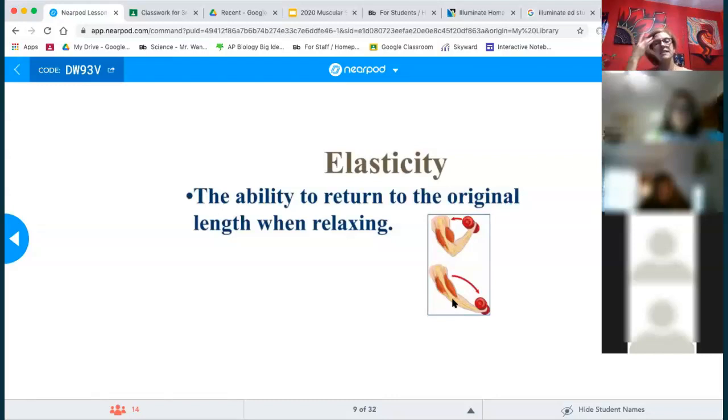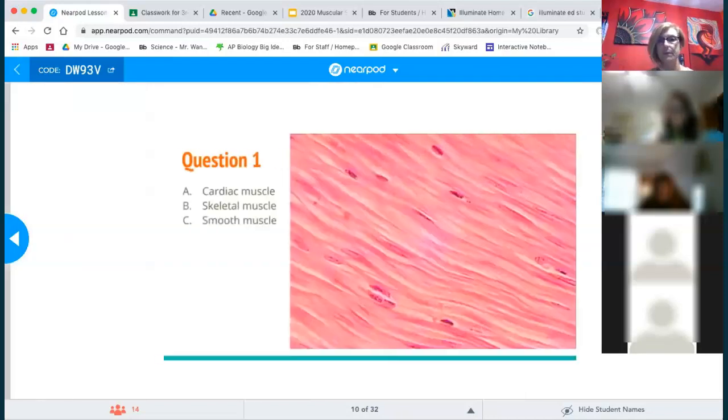And then elasticity has to do with coming back to the original length after it's been stretched. We all stretch before our sport activity. Imagine if we did not have elasticity. If our muscles remained long, we'd be like a big Gumby doll. So elasticity is bringing it back to its original length.